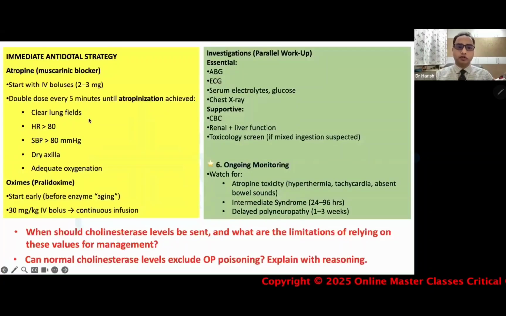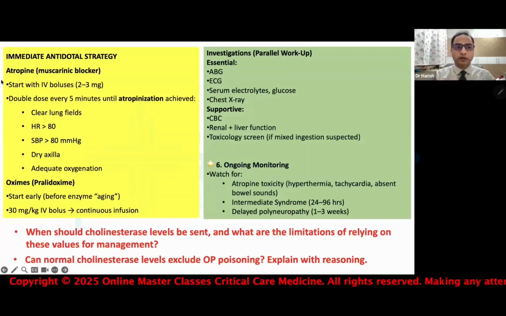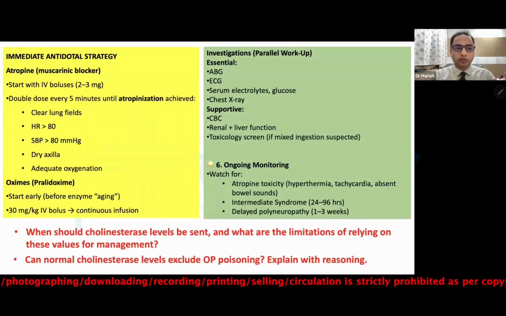So, immediate antidote strategy. While you are taking care of A, B, C, D, E, the antidote is very, very mandatory. Atropine, which is a muscarinic blocker. Start with an IV bolus of 2 to 3 milligram. Double the dose every 5 minutes until atropinization is achieved: clear lung field, heart rate more than 80, SBP, that is systolic blood pressure, more than 80, dry axilla, and adequate oxygenation.